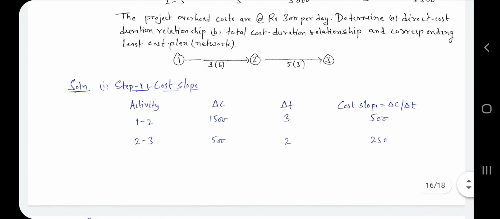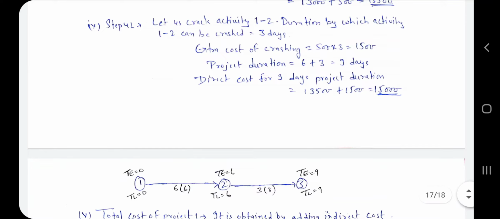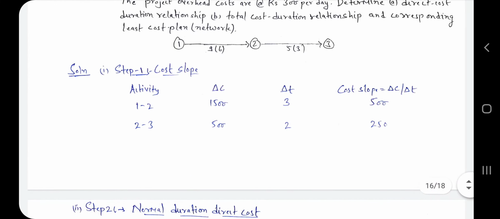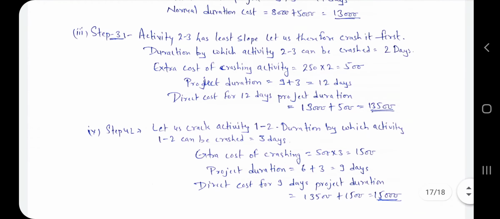So here the value is 3, and here you have been given 9, so 9 minus 3 you get 6 and again you get 3 as a value. So it can be crashed by 3 days, so the extra cost of crashing is 500 into 3, that is 1500, and project duration is 6 plus 3, because we crash by 3, that is 9. So the actual cost is 15,000 for activity 1-2.